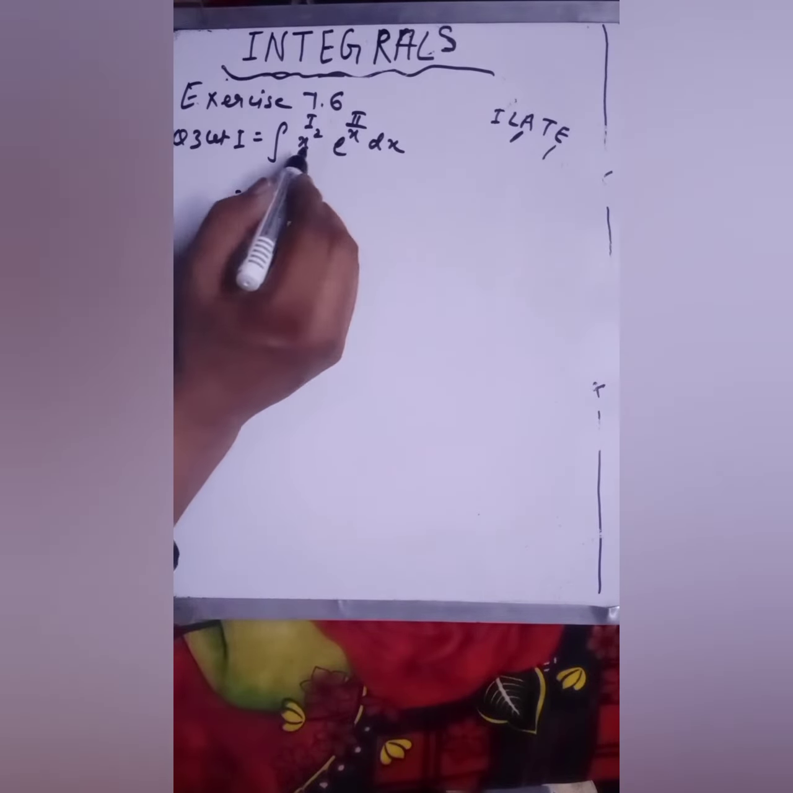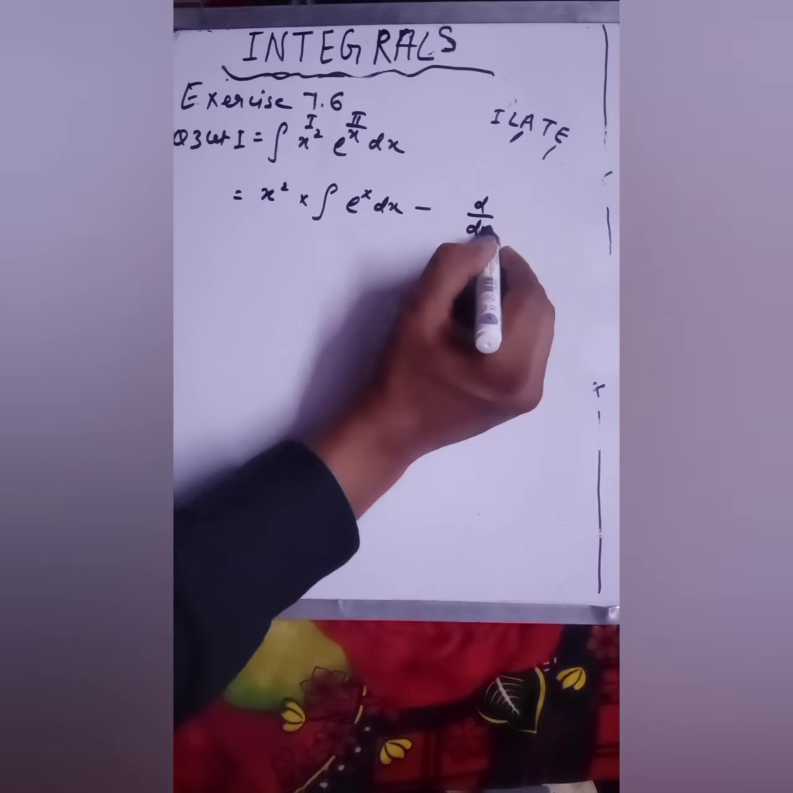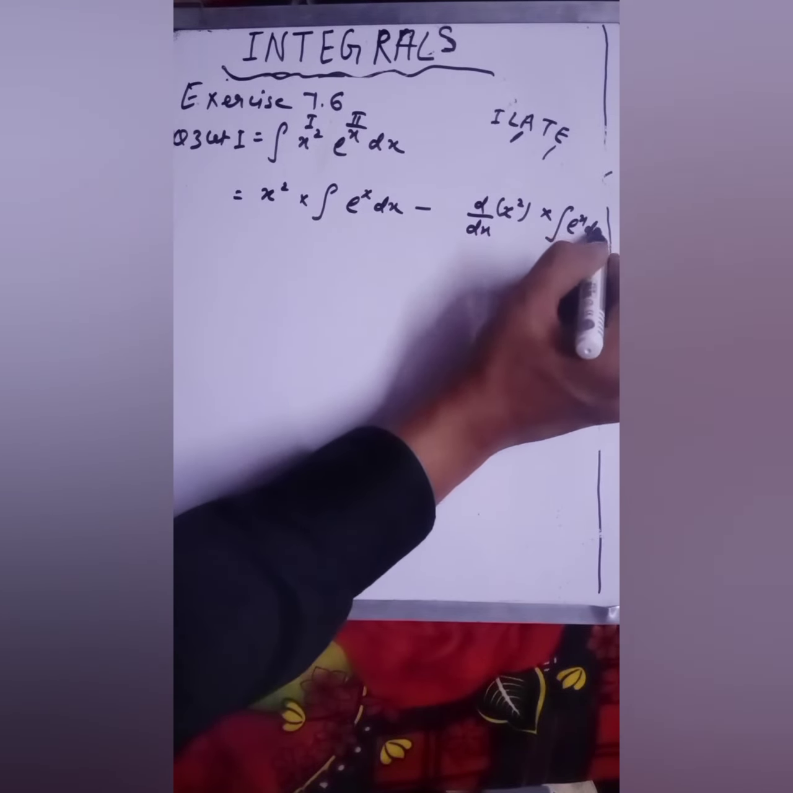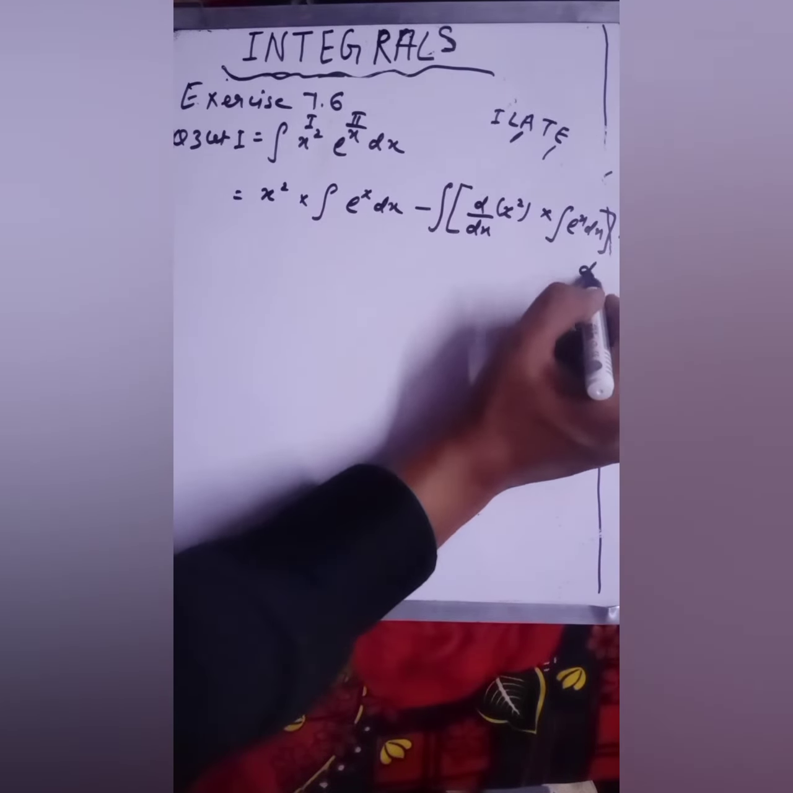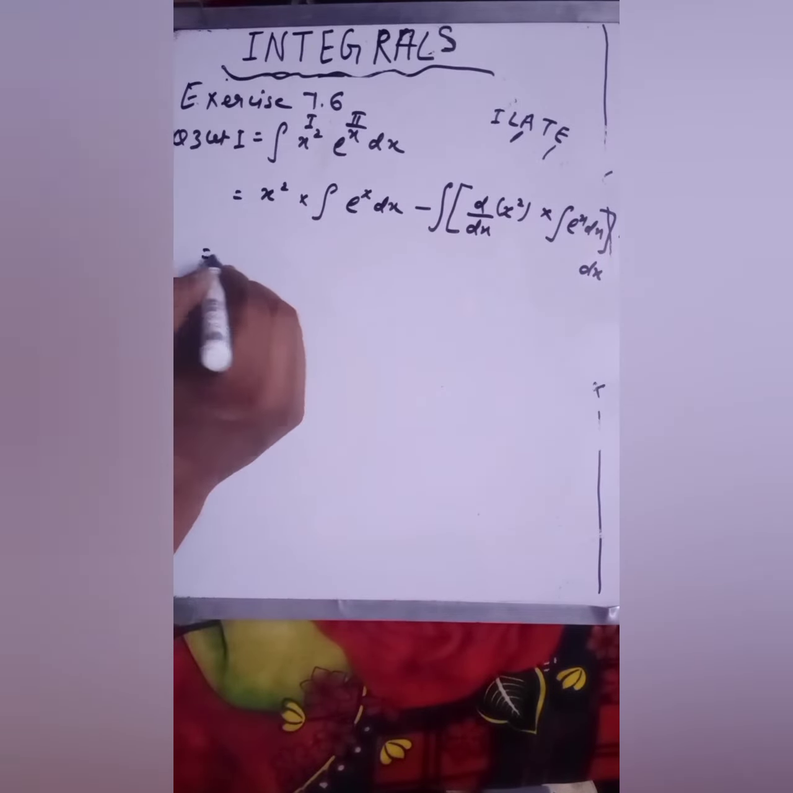Got it? According to the formula, your first function will remain the same into the integration of the second function, minus the derivative of the first function into the integration of the second function. So your first function is x squared into the integration of e to the power x, which is e to the power x, minus the whole integration of the derivative of x squared, which is 2x, into the integration of e to the power x, which remains e to the power x, dx.